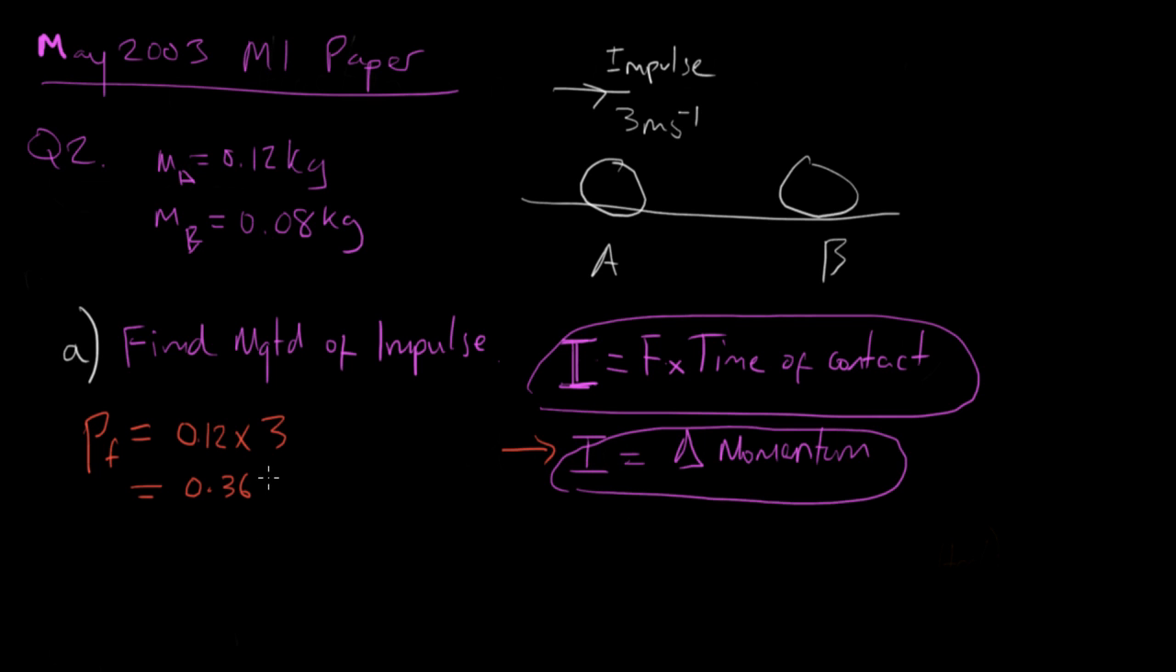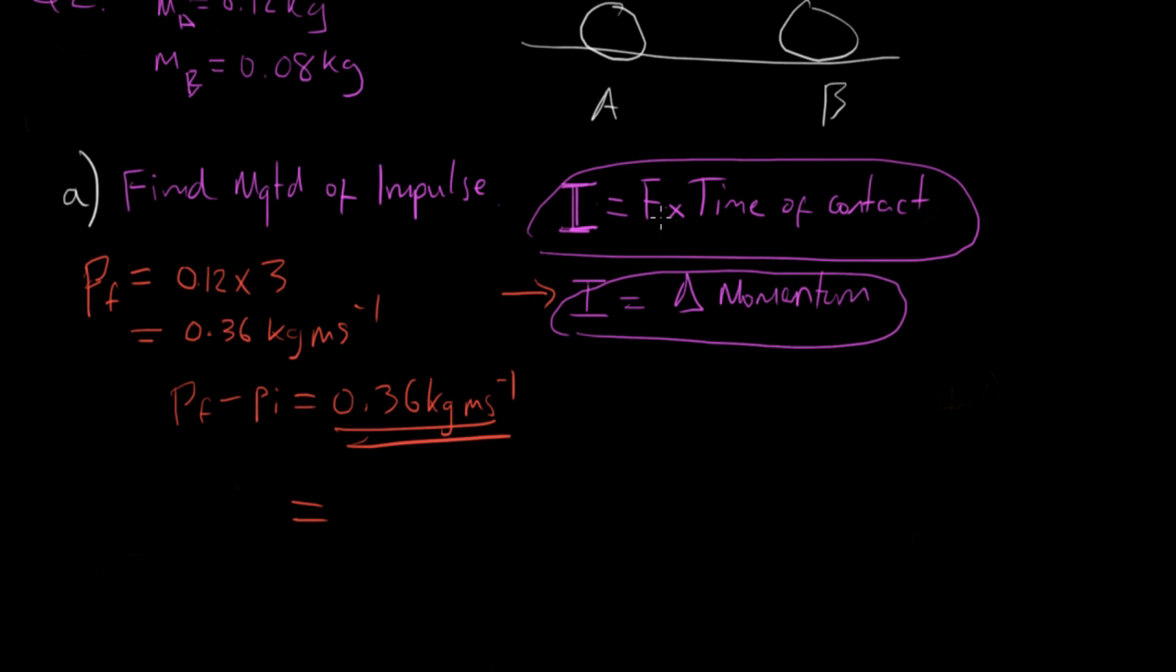Now momentum is expressed as mass times velocity, so that has the units of kilogram meters per second. If that's the final momentum and the initial is 0, then that's the change in momentum. So the impulse is the final momentum minus the initial momentum, which is 0.36 kilogram meters per second. Or you can also write the impulse in units of force times time, so you could write it as 0.36 Newton seconds. Same thing, but since we're using that formula, I would use kilogram meters per second.